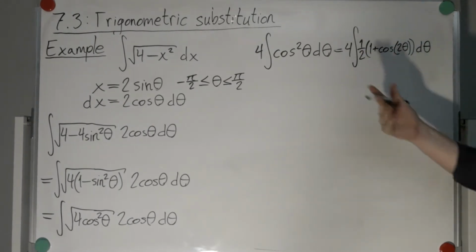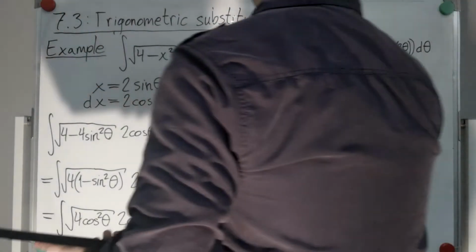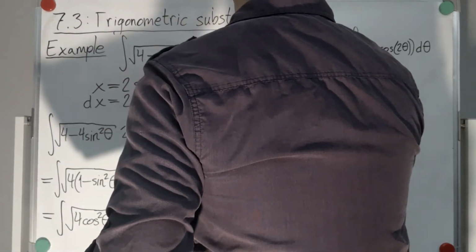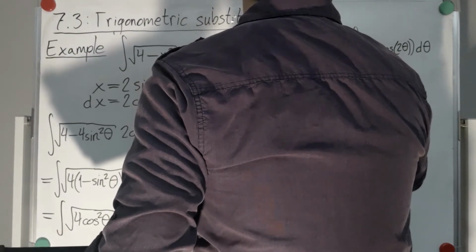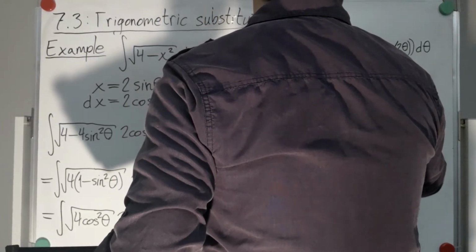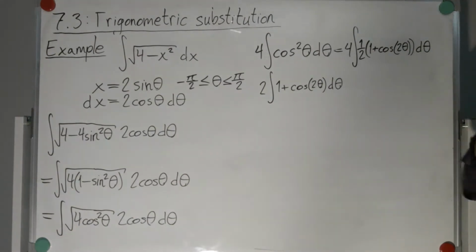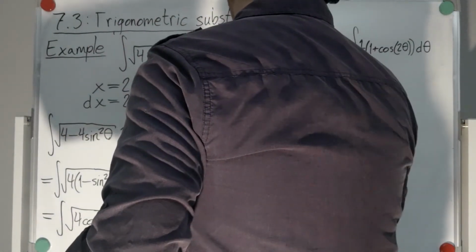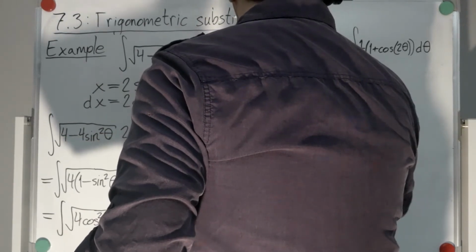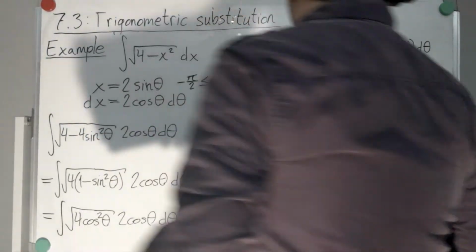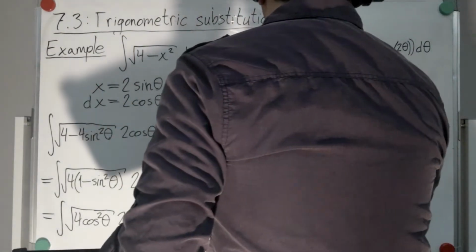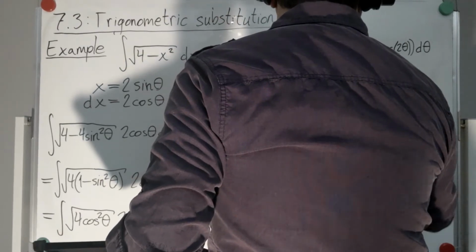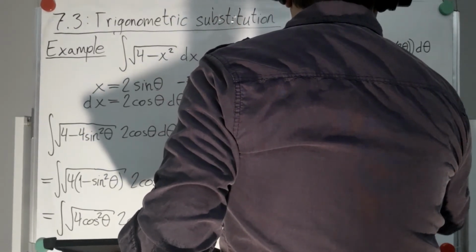Now, of course, the 1/2 and the 2 multiply to give us 2. So we get 2 times the integral of 1 plus the cosine of 2 theta d theta. So then, of course, the antiderivative of 1 is just theta. And the antiderivative of cosine of 2 theta is 1/2 sine of 2 theta. And then there's a plus c.